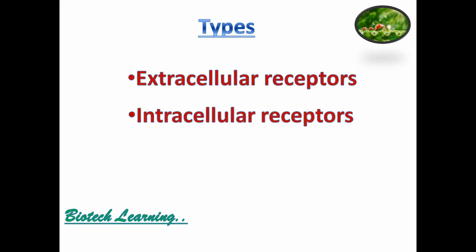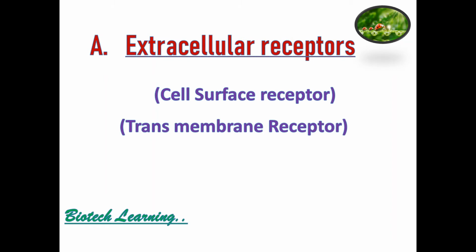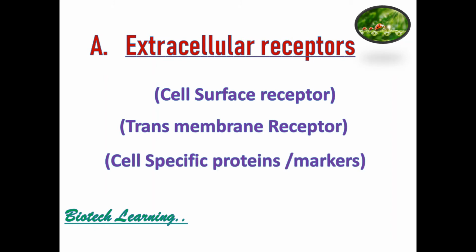So there are basically two types of receptors: extracellular receptors and intracellular receptors. In this video, we'll give you a quick overview of only extracellular receptors, and intracellular receptors we'll discuss in the next video. Extracellular receptors, as the name indicates, are receptors located on the surface of the cell, in the plasma membrane. So these are also called cell surface receptors, or transmembrane receptors, or cell-specific proteins or markers.